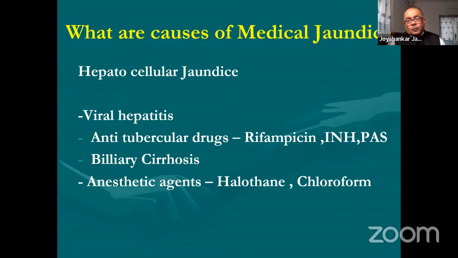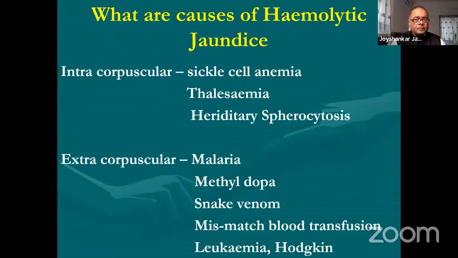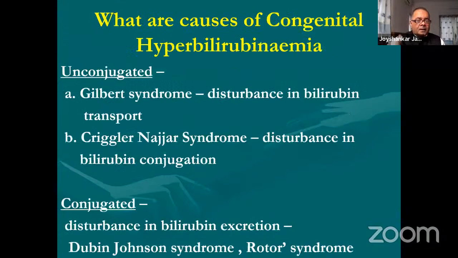What are the causes of hemolytic jaundice? Again, classify intracorpuscular causes and extracorpuscular causes. Intracorpuscular is sickle cell anemia, thalassemia, and hereditary spherocytosis. Extracorpuscular is malaria, snake venom, mismatched blood transfusion, leukemia, and Hodgkin's. Congenital is congenital hyperbilirubinemia. Again, classify unconjugated and conjugated. In unconjugated, you have the Gilbert syndrome and the Crigler-Najjar syndrome. And in the conjugated, you have the Dubin-Johnson syndrome and the Rotor syndrome.